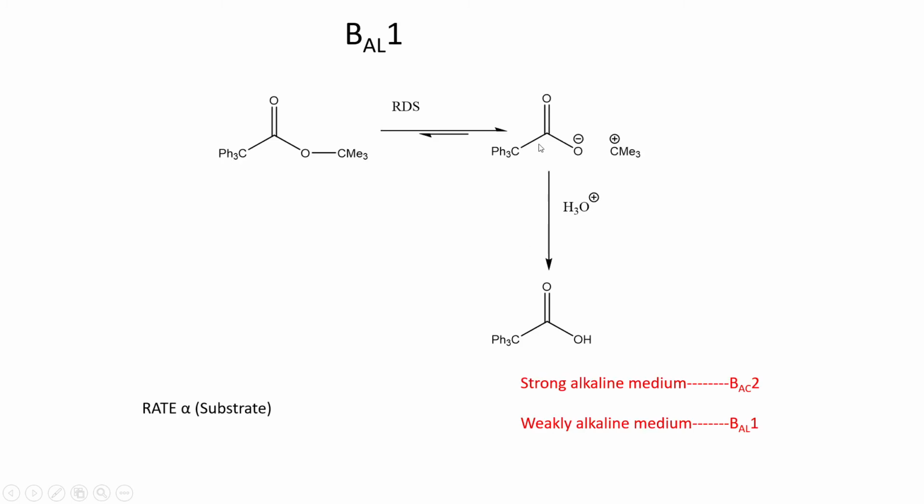Now see the BAL1 mechanism, base catalyzed alkyl bond cleavage unimolecular reaction. These kinds of reaction will happen only for those substrates where on the alkyl side there is a bulky group, that is which can stabilize the carbocationic form. We can see first the RDS step, where this bond gets cleaved initially because of the stability of this carbocation. After that water gets added, and the product will form, that is the acid will form.